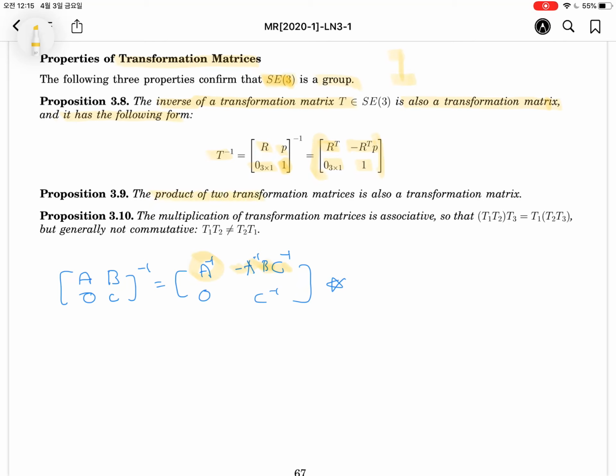On the other hand, the product of two transformation matrices is also a transformation, so the set is closed. And the multiplication of transformation matrices is associative, not commutative. So including the identity matrix, we can say that all four properties are achieved in this matrix set. So SE3 must be a mathematical group.